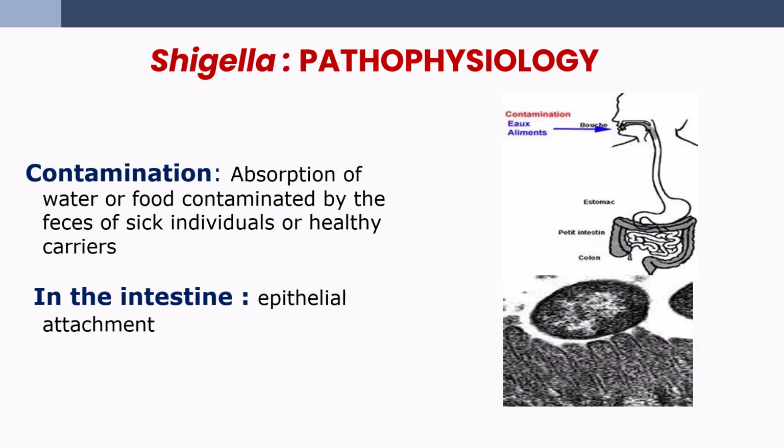We will now discuss the pathophysiology of Shigella infections. Contamination occurs through the ingestion of water or food contaminated by the feces of infected individuals or healthy carriers. Once in the intestine, the bacteria attach themselves to the intestinal epithelium, the first essential step in their adhesion, invasion, and production of toxins, which cause the digestive symptoms characteristic of bacillary dysentery.